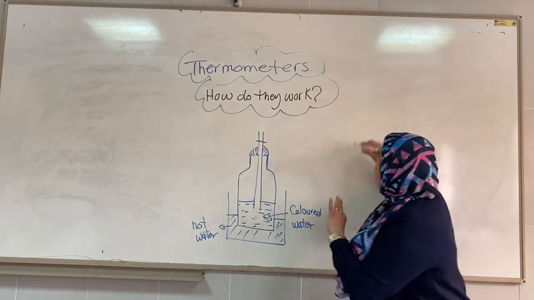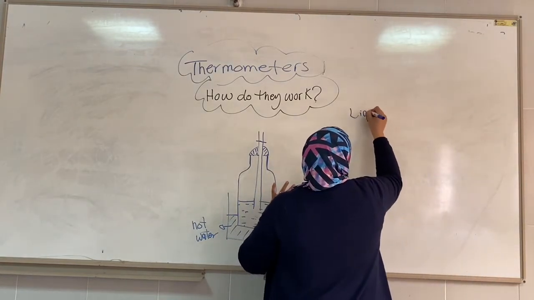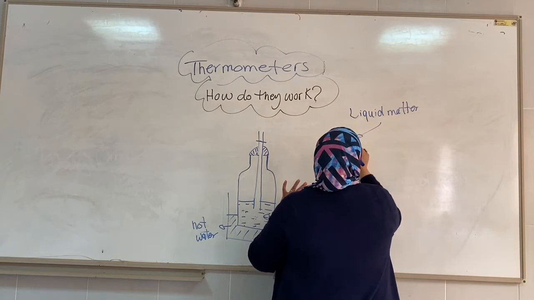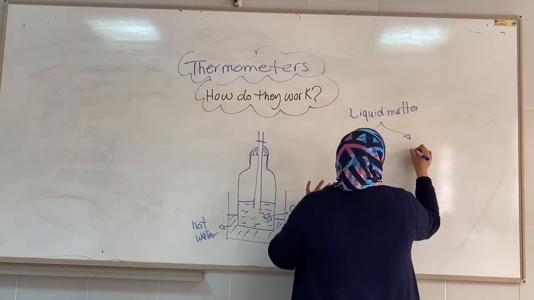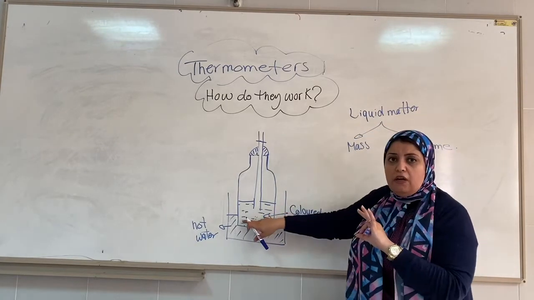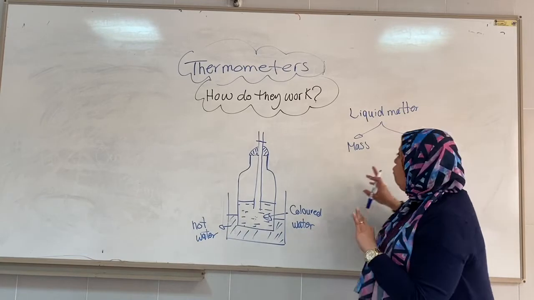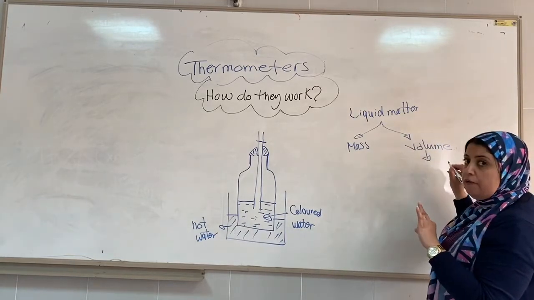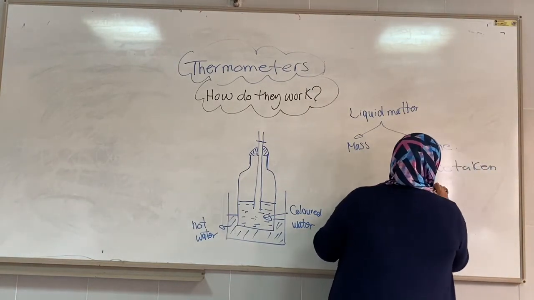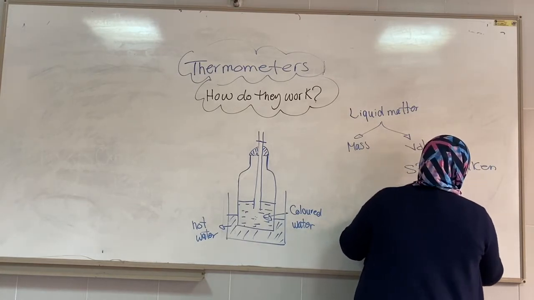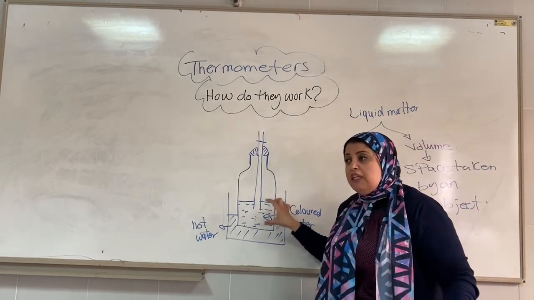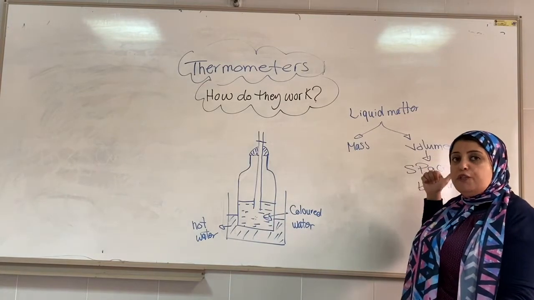Pretty clear? So any liquid matter has mass and volume. Mass is the amount of water inside, and I will not talk about it now. Volume, what's the volume? The space taken by an object. Do you remember that? So the space taken by water inside the bottle is equal to its volume.